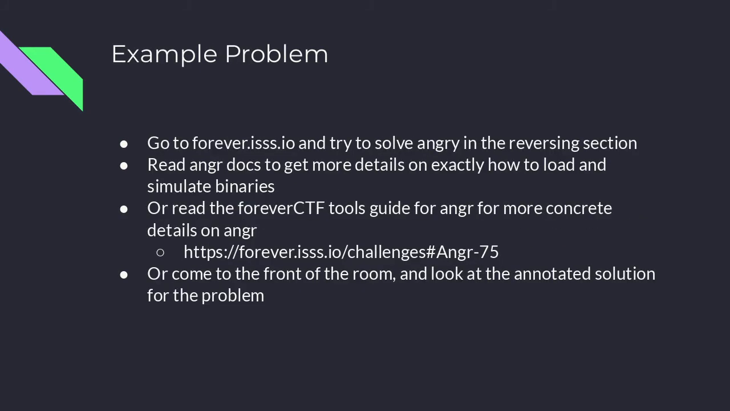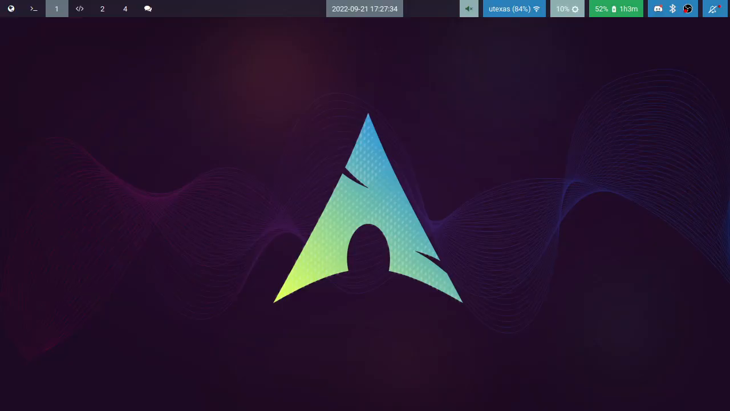All right, we have an example problem. By the way, this talk is mainly theoretical. We don't show any actual code in the talk, but you can look on Forever CTF at the Angr tool challenge to get more information on how to use Angr specifically. And there's also documentation on the web. I have the annotated solution to the Forever CTF problem if you want to look at it. I'll be able to sort of kind of explain it. That is the end of this spoken portion of the talk.